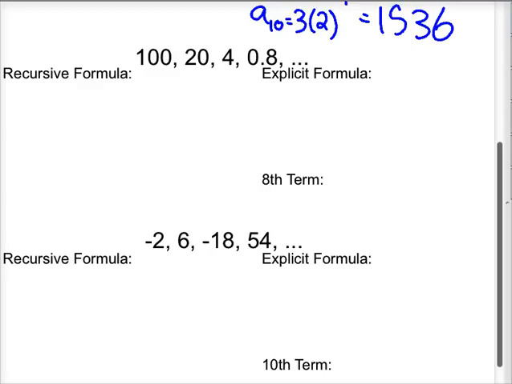So remember that method in order to determine what you're multiplying by. Because again, with decimals, it's often a lot more difficult to tell. So again, just take a term and divide it by its previous term. That'll give you what you're multiplying by.